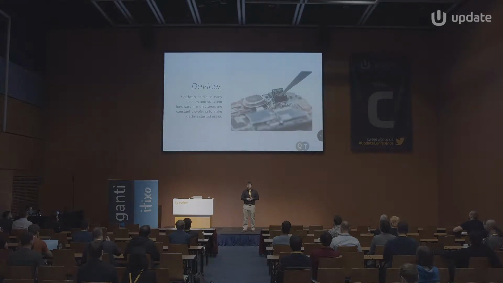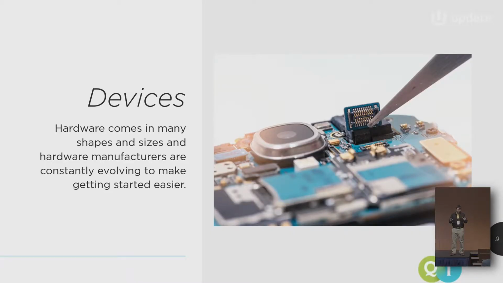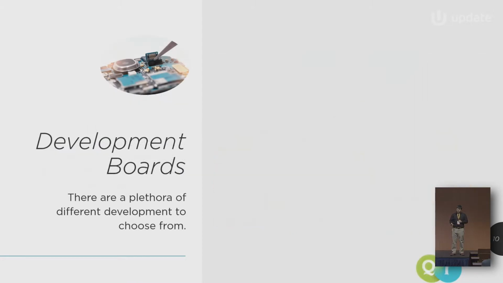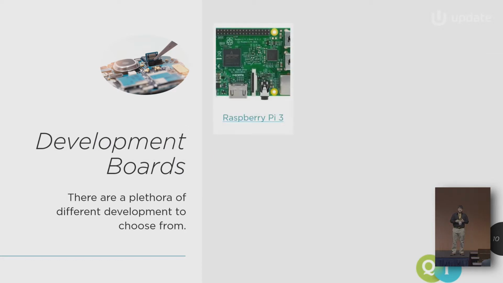All right, so four devices. Devices, many shapes and sizes. For development boards to get started, you can get started obviously with the Raspberry Pi, in this case the Raspberry Pi 3. You can get that for around $35.